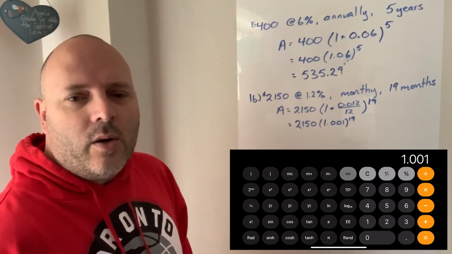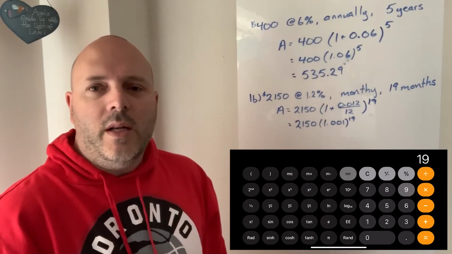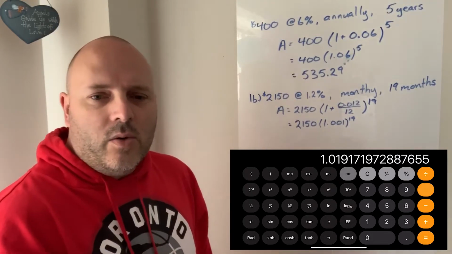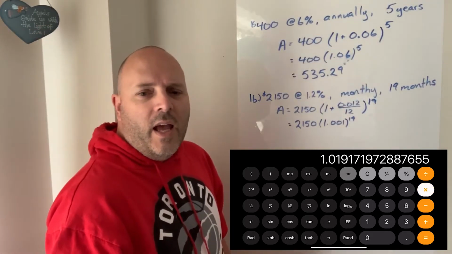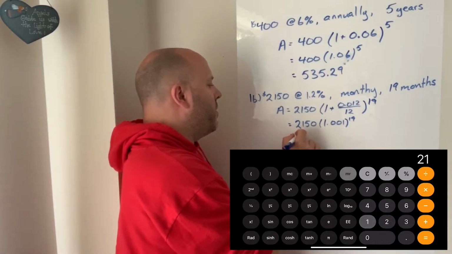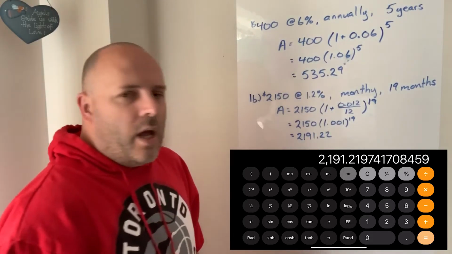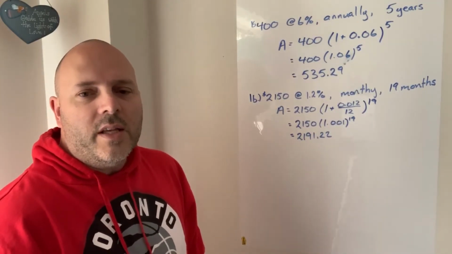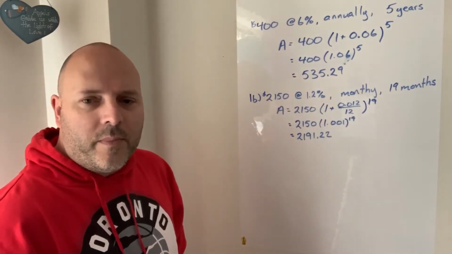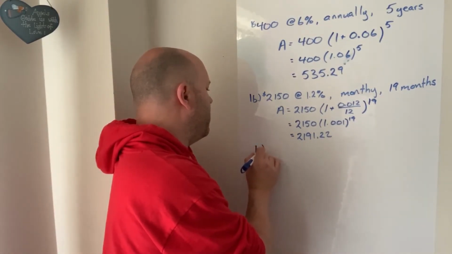I go back to my calculator, 1.001 is already on my screen, and so I press the to the exponent 19 button, and I press the equal sign. Figure out what that is, and then I go times 2,150, and I come up with $2,191.22. They didn't earn an awful lot of interest on this because of the low interest rate and not invested for a very long time. Okay, and then one more example for you. So this would be 1C.